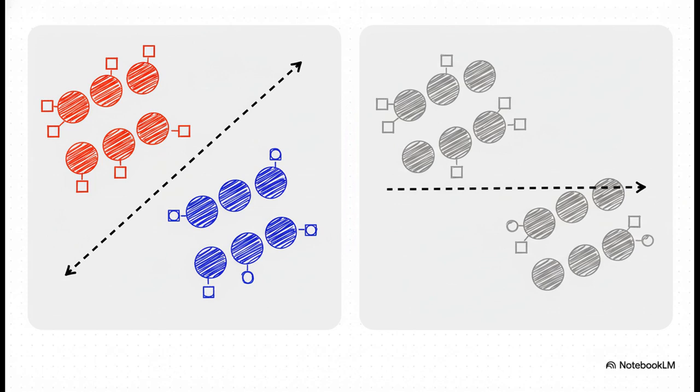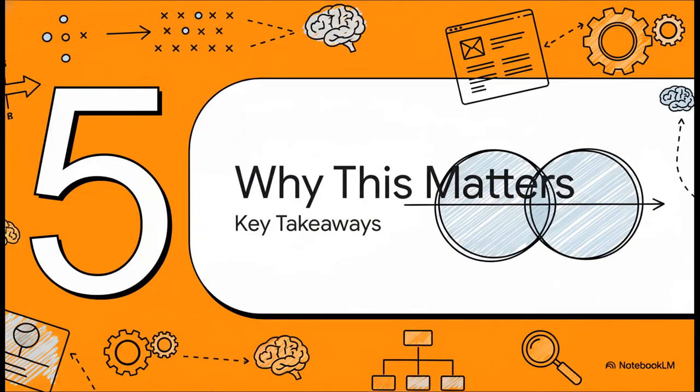PCA, on the other hand, is unsupervised. It completely ignores the labels. It just finds the direction of the biggest overall spread in the data, which might be great for some things, but could be totally useless for actually telling the classes apart. So let's zoom out for a moment and recap the key takeaways here. Why is Fisher LDA such an important tool to have in your machine learning toolkit?